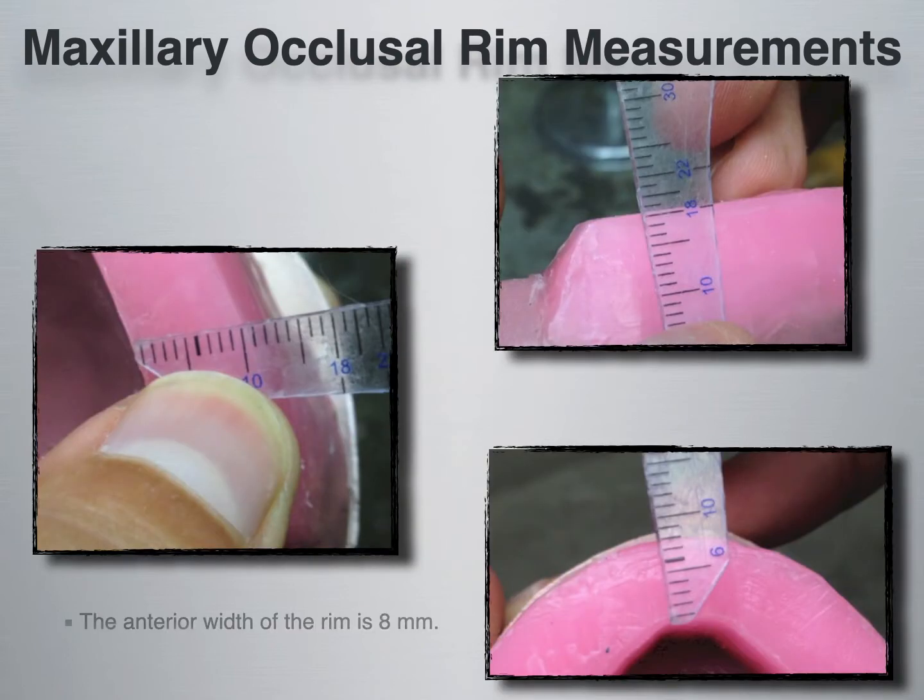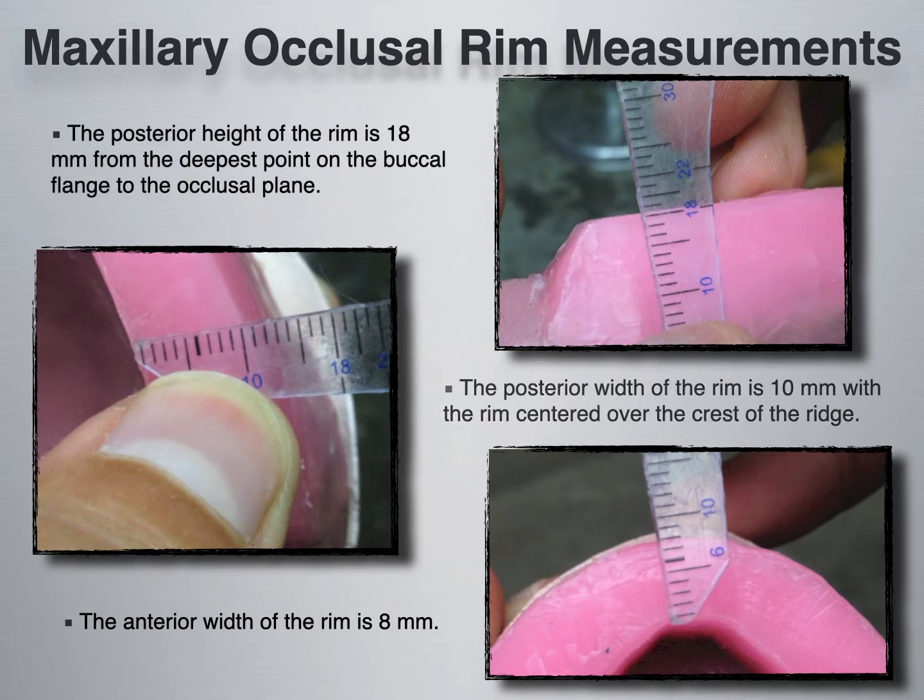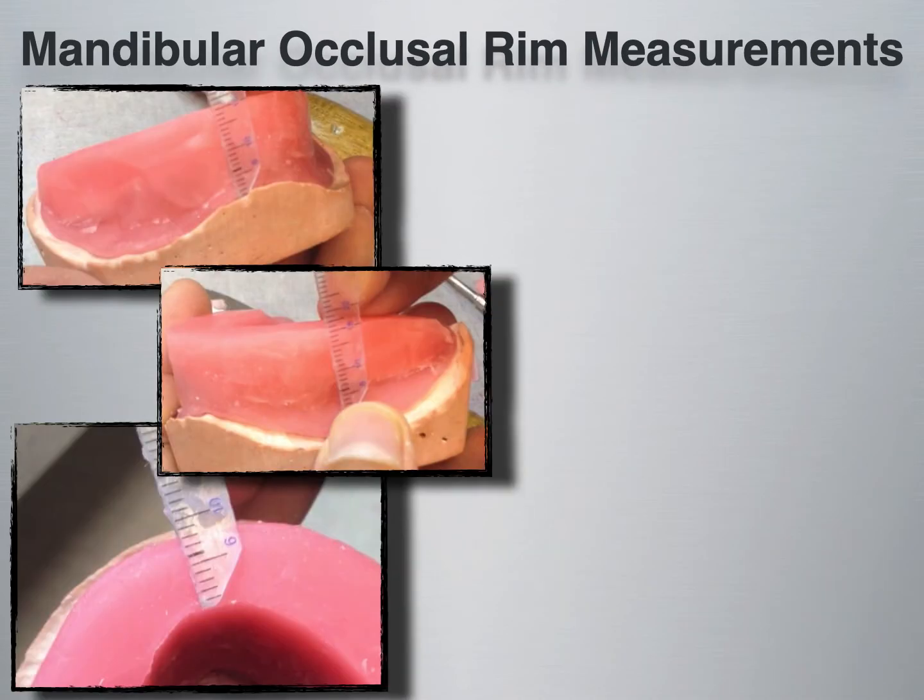So then we have average widths. The posterior height first is 18 millimeters from the deepest point of the buccal flange, and the widths in the posterior are 10 millimeters, and the widths in the anterior are 8. You had these measurements in previous instructional videos and in the occlusal rim lecture.